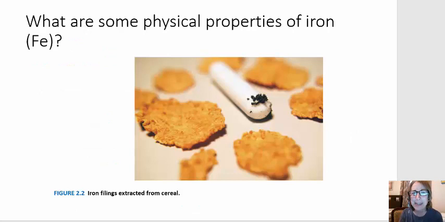So let's practice this. Let's take a look at this graphic of iron that was extracted from the cereal and pause the video for a few seconds and see if you can come up with a short list of physical properties of iron and then further classify those properties as intensive or extensive.